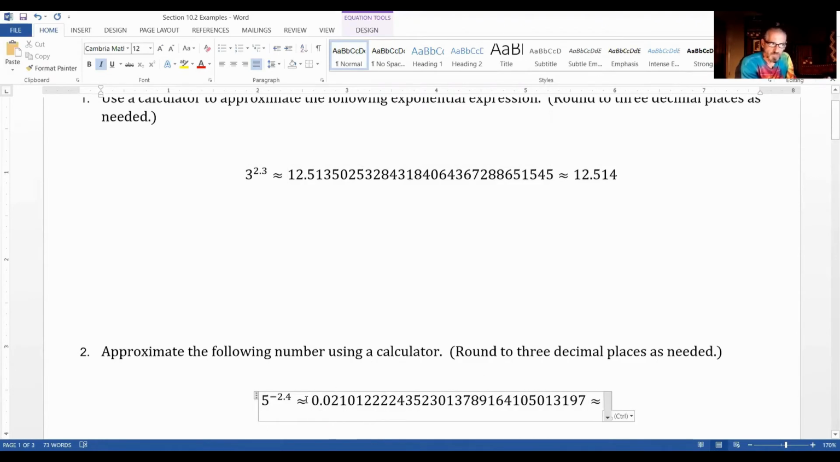Again, rounding to 3 places. After the 1, we've got a 0. That rounds down to 0.021.